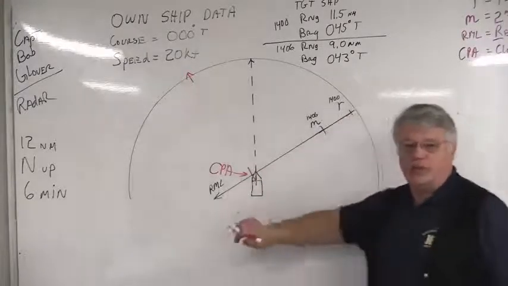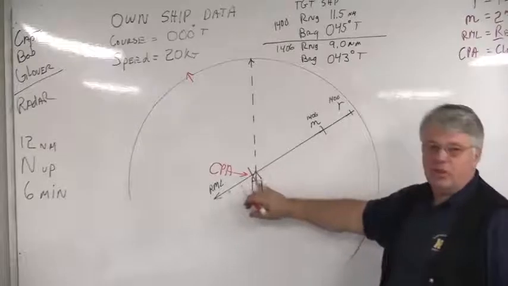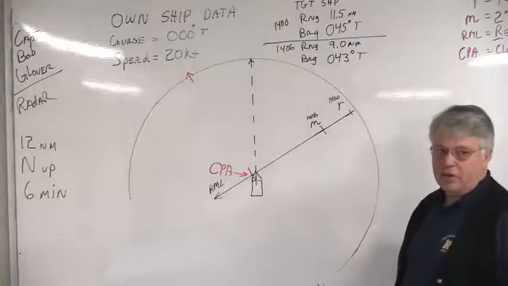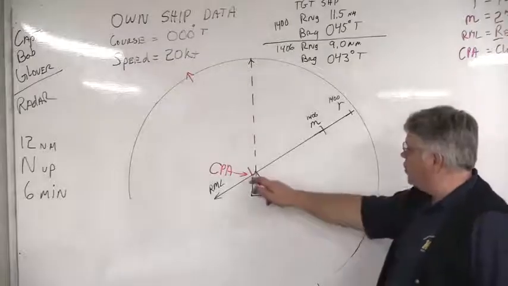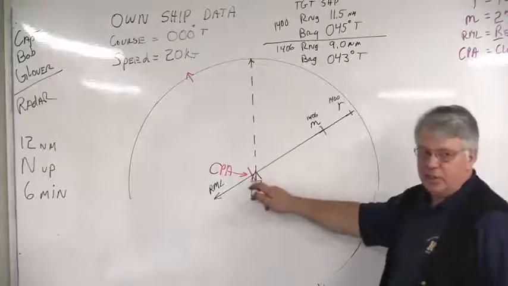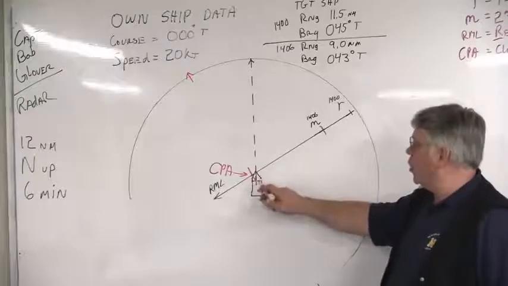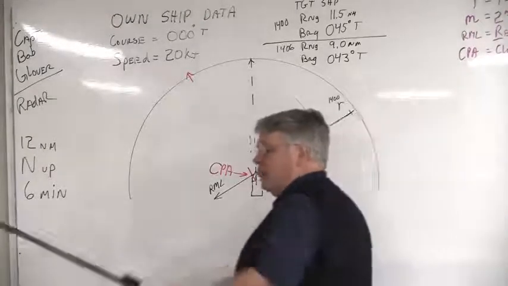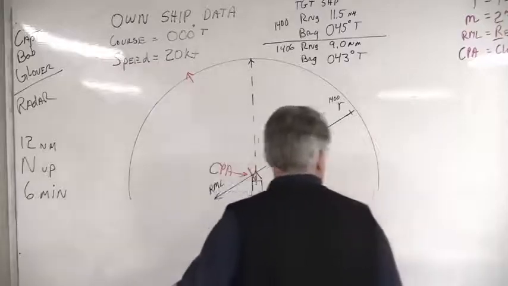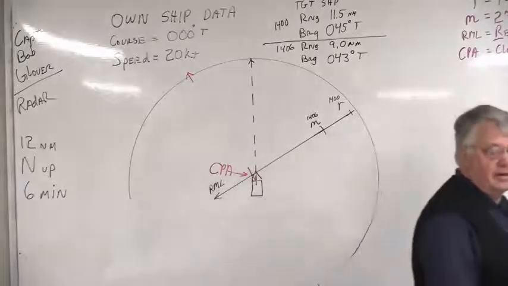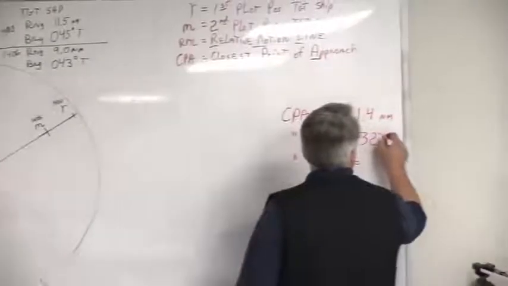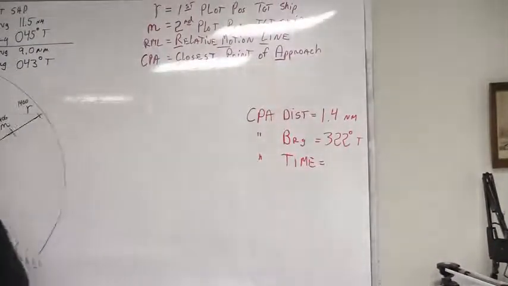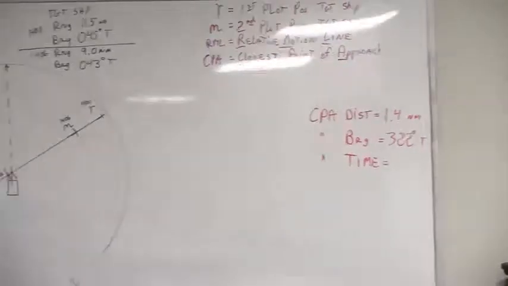What I don't want you to do, gentlemen, is give me the reciprocal. The reciprocal would be down here somewhere, and sometimes that happens. People measure it from the CPA back to the ship, and that's not correct. So we always want to go from our ship out to the point of CPA. And what did you guys get for a... 321. That's in that ballpark. What'd you get? 322, okay? So the bearing of CPA is 322, okay?